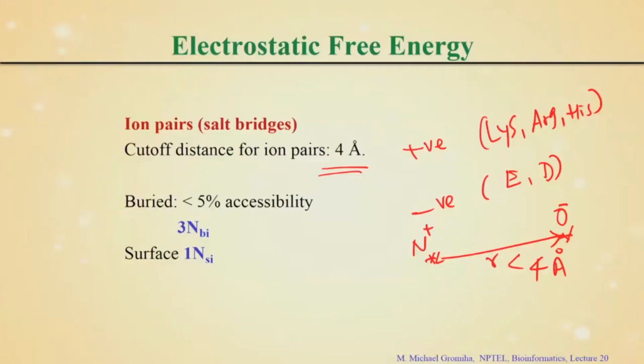What is the definition of buried? If the accessible surface area is less than 5%, you can call it buried. In this case you put 3 kilocalorie per mole, and for surface we can take 1 kilocalorie per mole for the standard case. To avoid extensive calculations, you can take the ion pairs based on just distance and give a weightage to each ion pair, or you can directly calculate. How to calculate the electrostatic free energy directly?